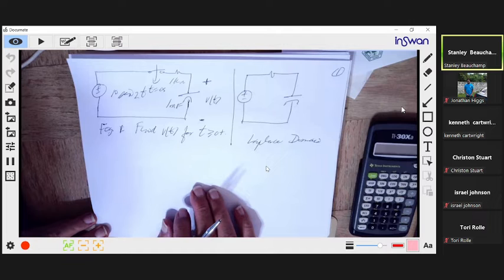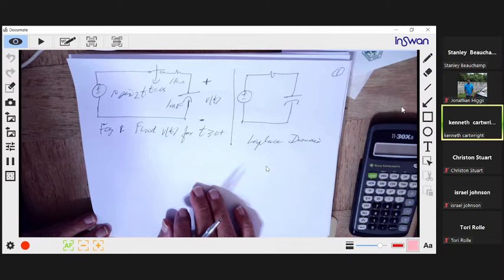10 T over S squared plus 2. Mr. Beauchamp, I believe that was. Yes, sir. Is that Laplace? Is that how you find the Laplace of sine 2t?